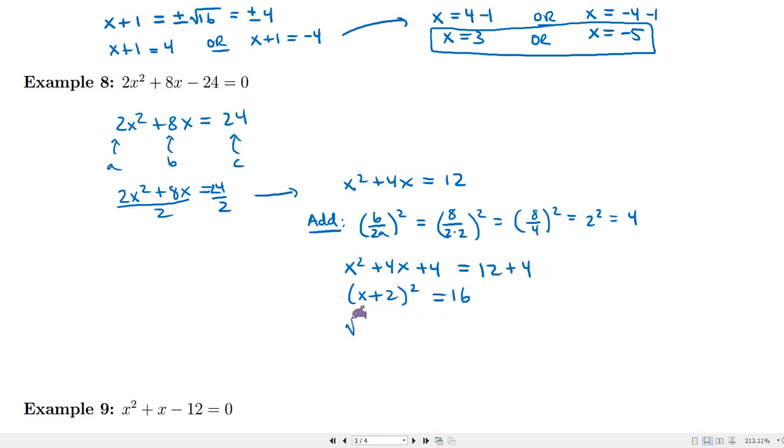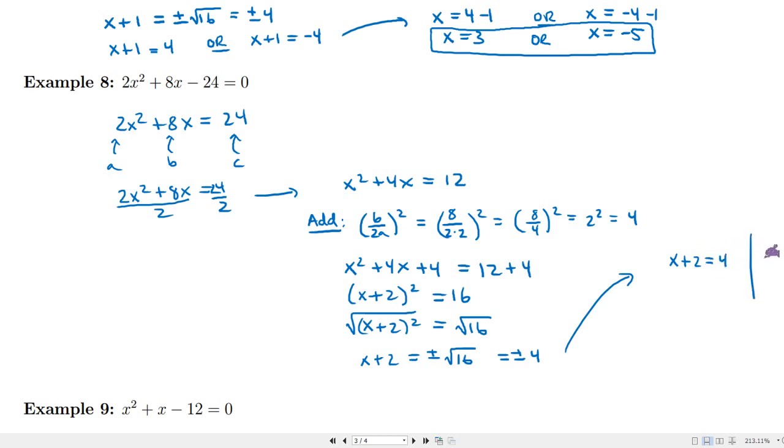And now taking square roots, x plus 2 squared. This will give us x plus 2 is plus or minus the square root of 16, which is plus or minus 4. And so now we have x plus 2 is equal to 4, and x plus 2 is equal to minus 4. So x is equal to 2, or x is equal to, subtracting, we'll have minus 6.